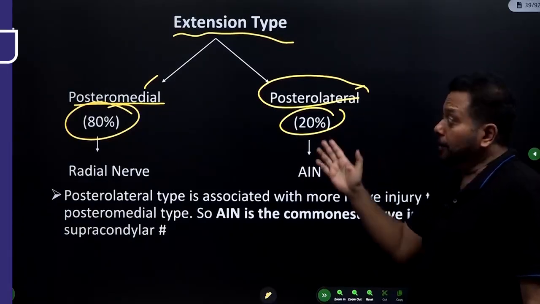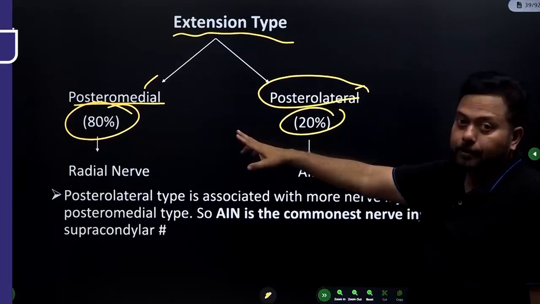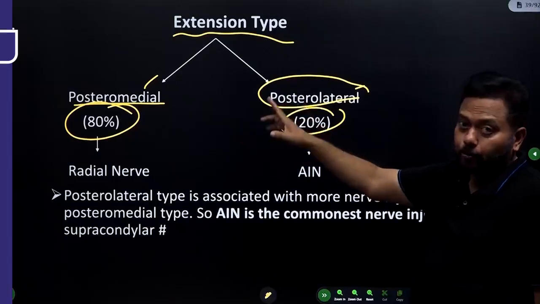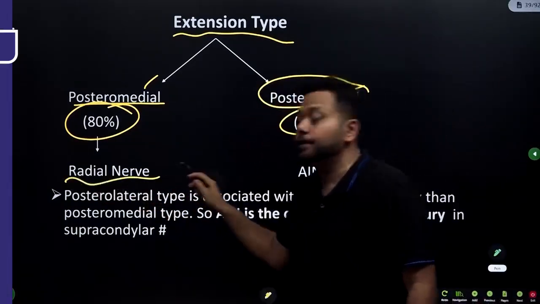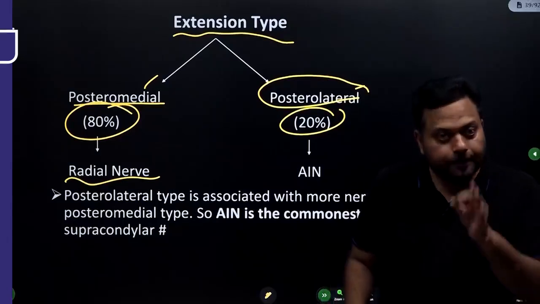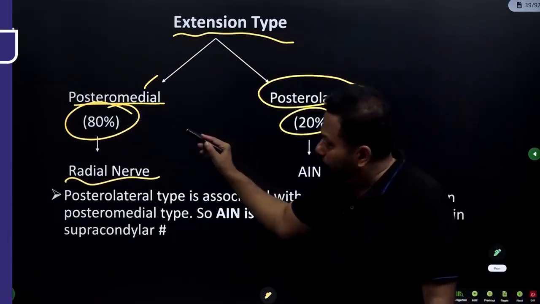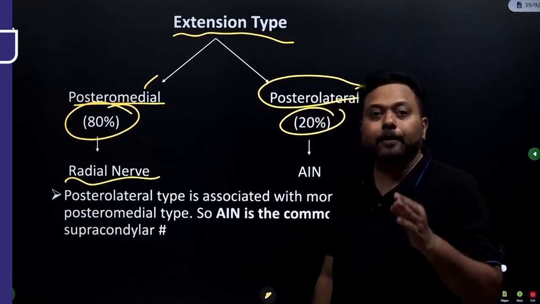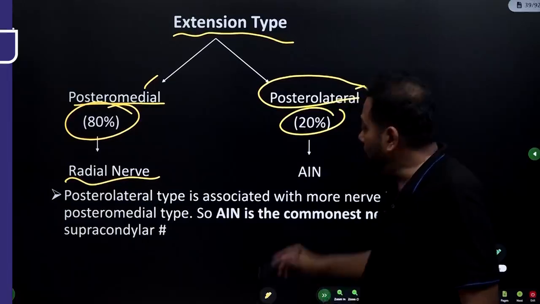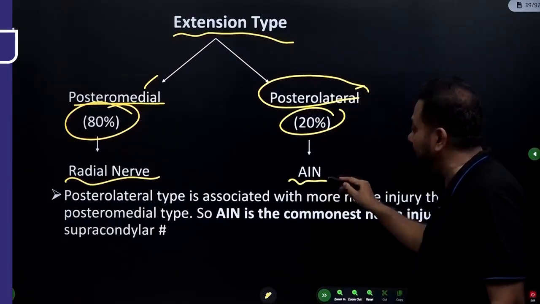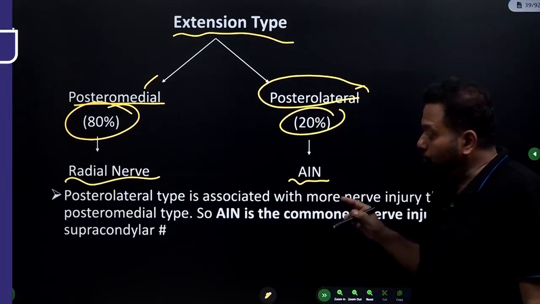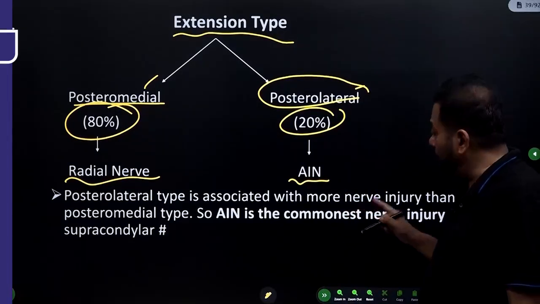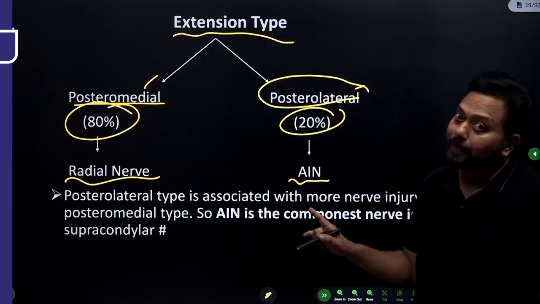Even though it is 80%, whenever it is posteromedial, the nerve at risk is the radial nerve. You should be very careful. This is a tricky area. Posteromedial type, the nerve at risk is the radial nerve. Posterolateral type, the nerve at risk is the anterior interosseous nerve. But the book says the posterolateral type is associated with more nerve injury than the posteromedial type.